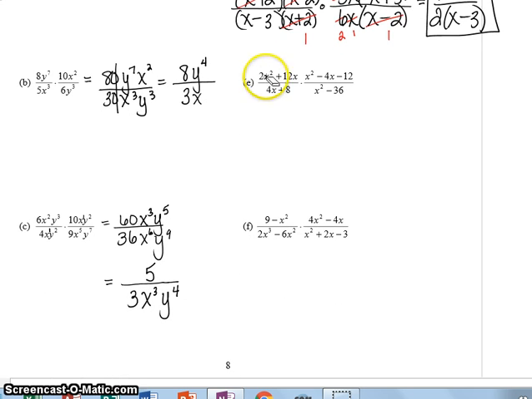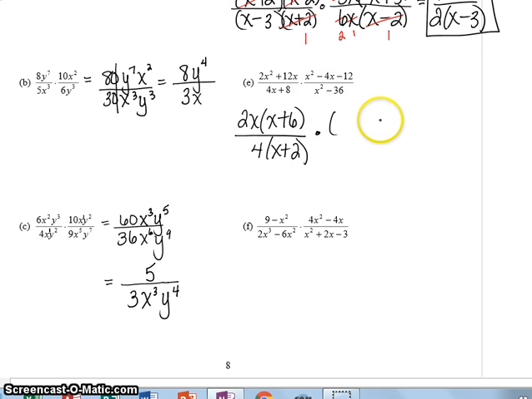All right, example E. So I have a GCF over a GCF, trinomial, DPS. So if I factor out a 2x, I'm going to be left with x plus 6. On the bottom is a GCF. I'm going to factor out a 4. I'm left with x plus 2.